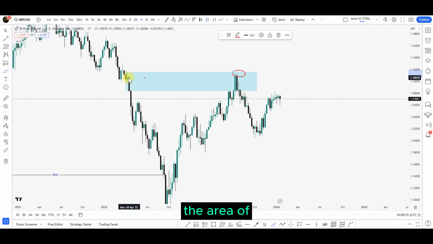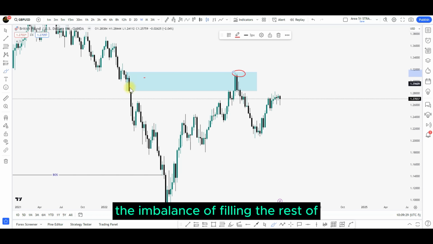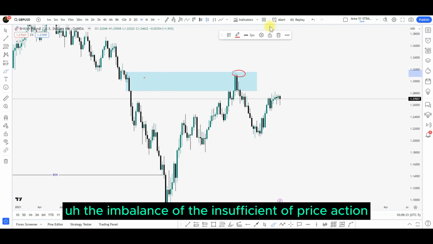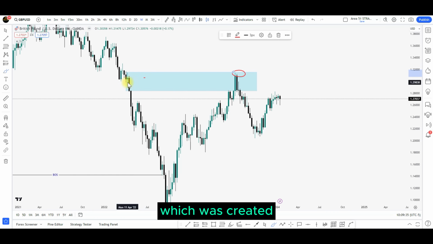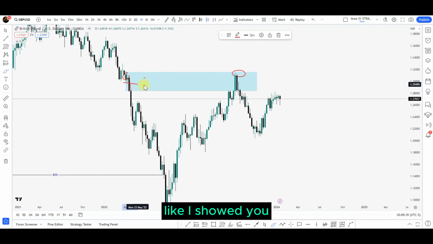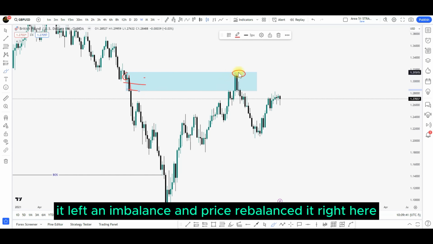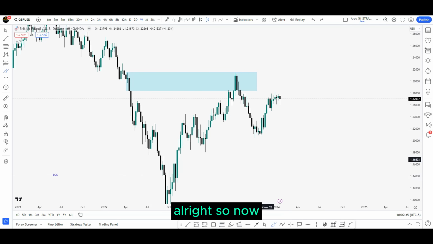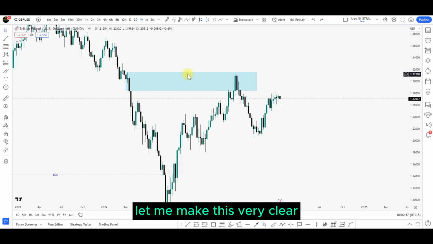the area of supply zone, surpassing the imbalance and filling the rest of the imbalance, or the insufficient price action, which was created when the price was ranging here and then created a drop like I showed you. It left an imbalance and price rebalanced it right here. All right, so now let me make this very clear.